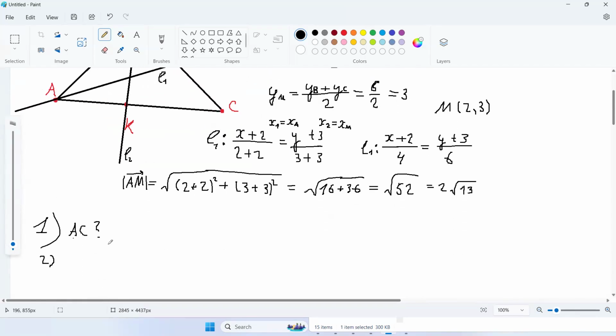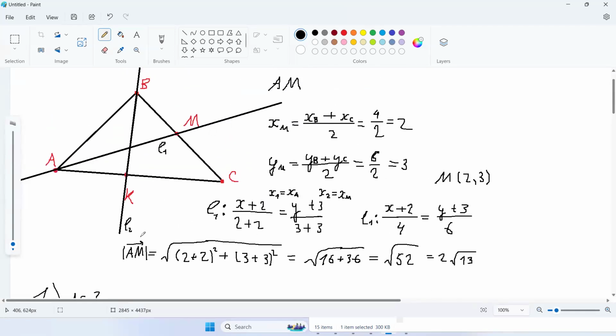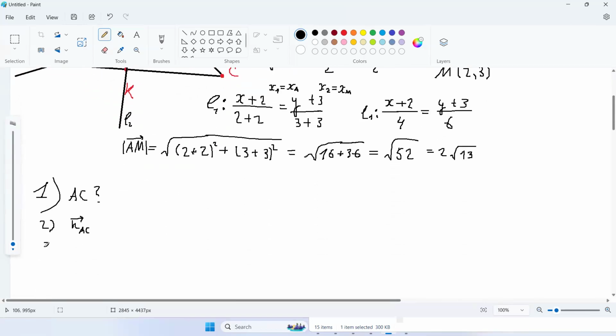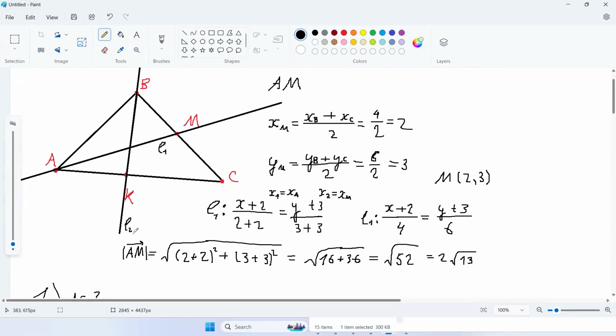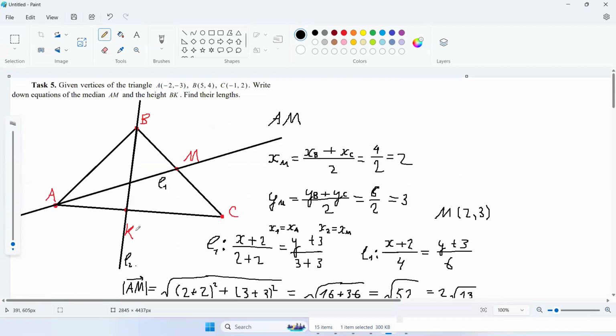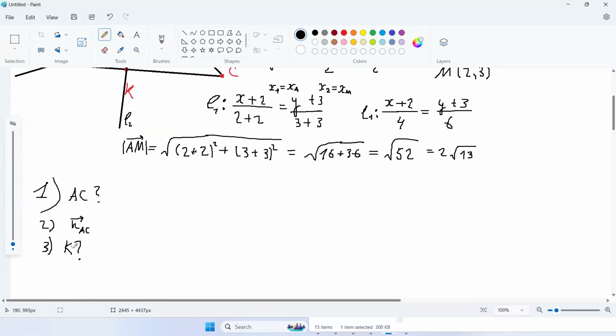Correct. So with the normal vector and coordinates of B, we will write down the equation of L2, and how to find the length of BK. What else do we need to find? Point K. Yeah, okay, so basically this is such kind of algorithm.